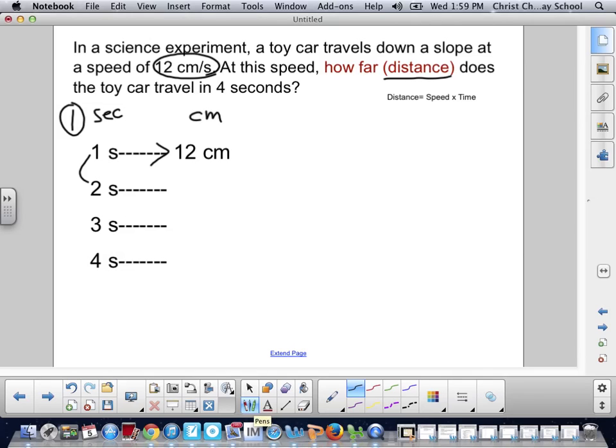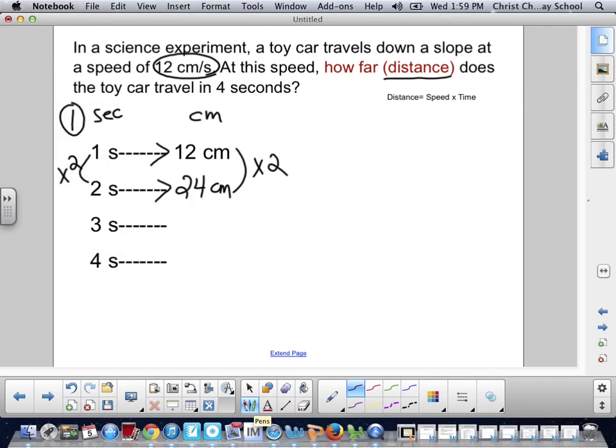So let's take a look at 2 seconds. From 1 to 2 seconds, we're just doubling it. We just times that by 2. 1 times 2 is 2. So 2 seconds, all we're going to do is double our 12 centimeters. 12 times 2, go ahead and figure that out, mental math. 12 times 2, or 2 times 12. That's right, it's 24 centimeters. And then we can keep going.